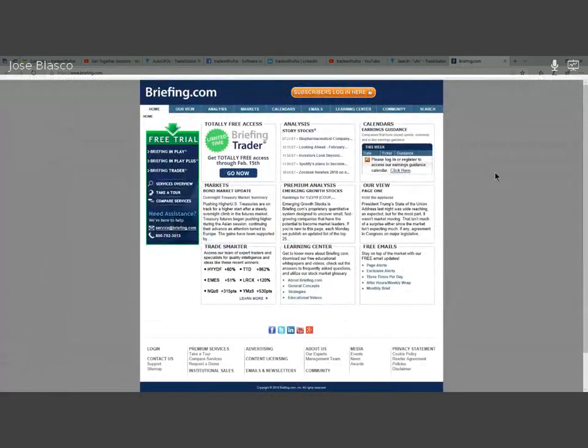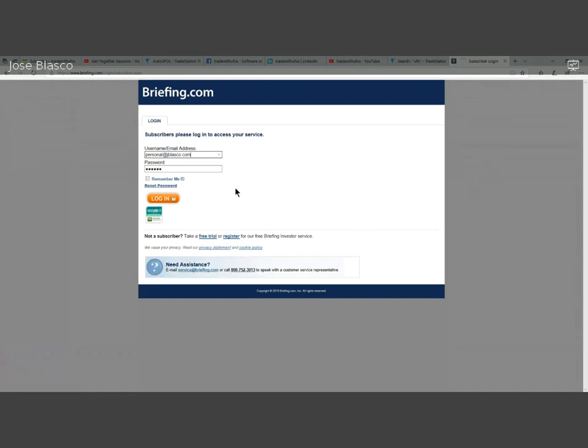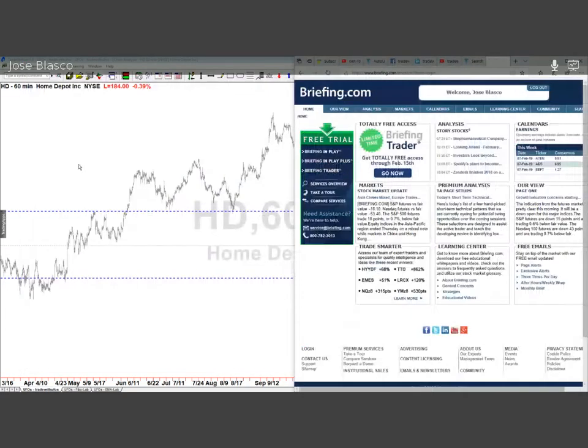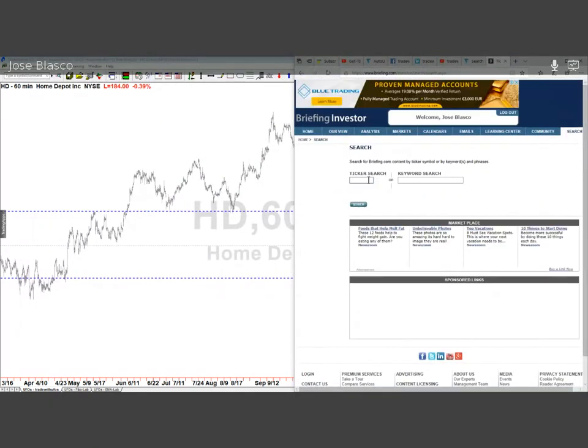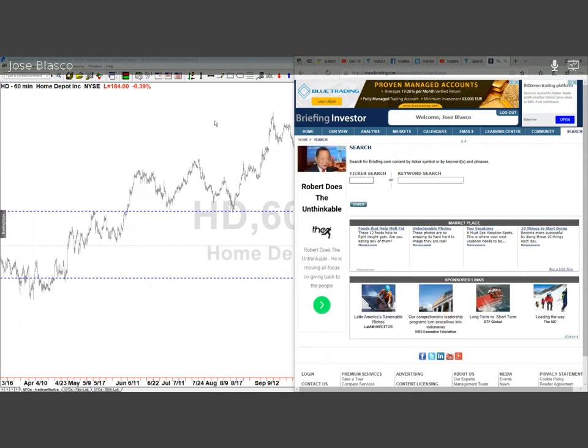Anyway, having said all of this, I am now pointing at briefing.com. This is an external website. This has nothing to do with us. It's just a convenient website to look at earning dates. I'm going to get into the search section, because here I'm going to be able to type ticker symbols to look for earning report dates in a minute.